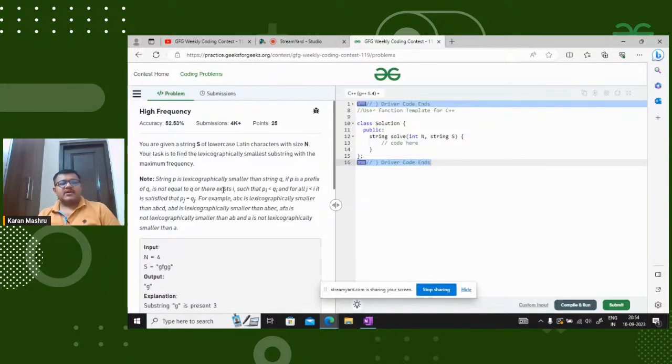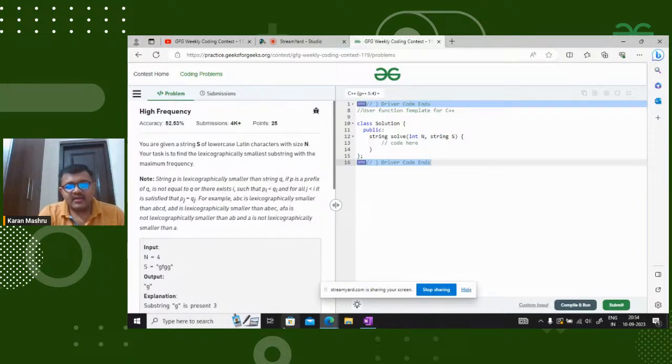Okay, so let us start with the first question, that is High Frequency. So what does the question say? It says that you are given a string s of lowercase Latin letters with size n. So there are n characters, right? Your task is to find the lexicographically smallest substring with the maximum frequency.